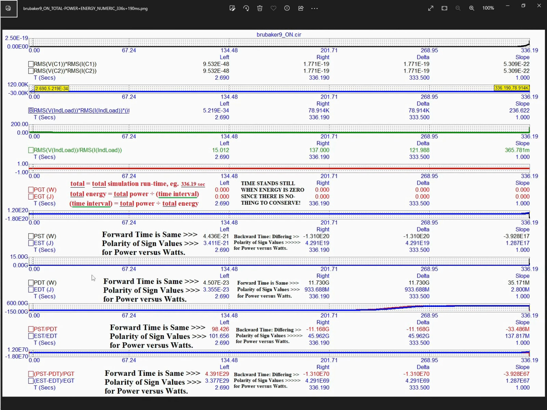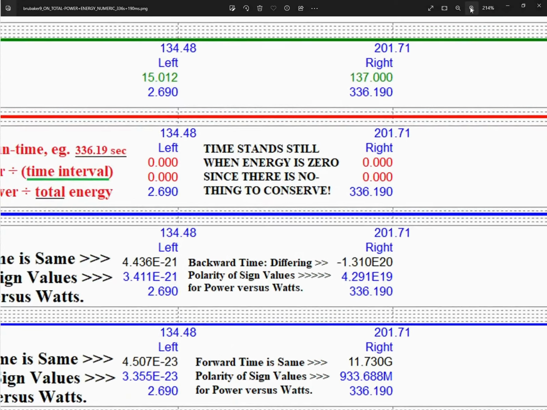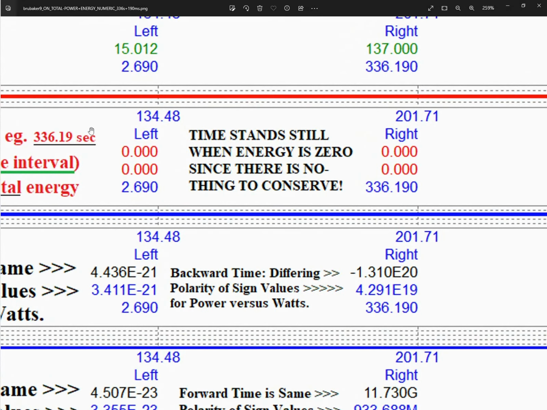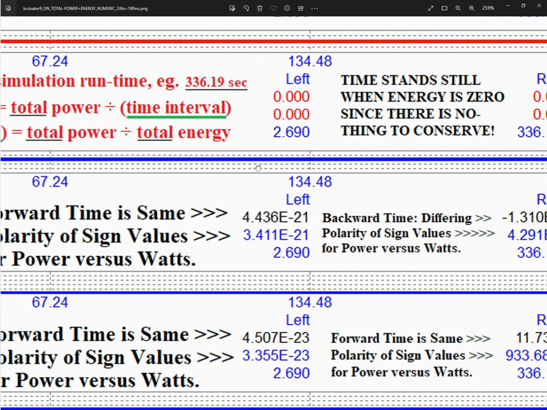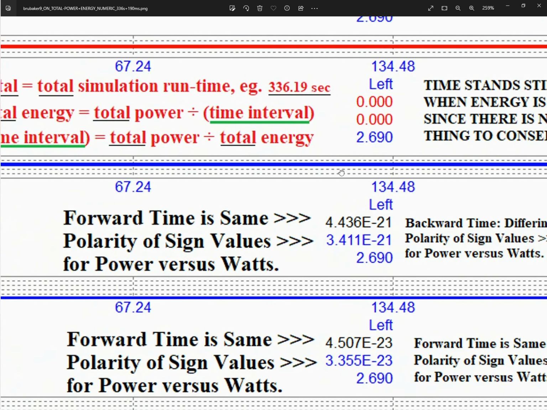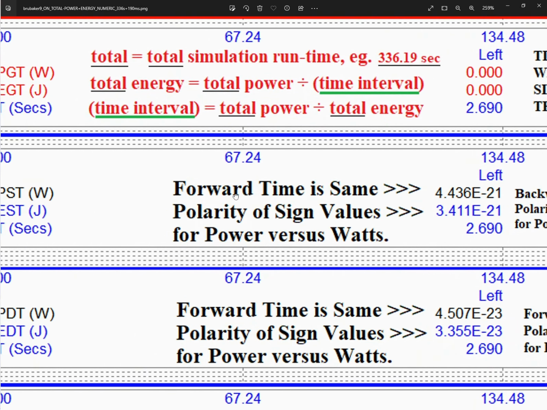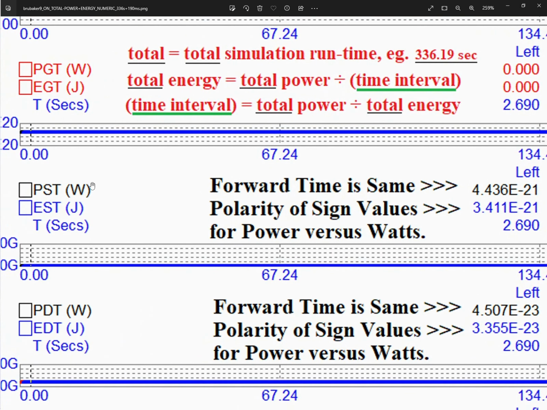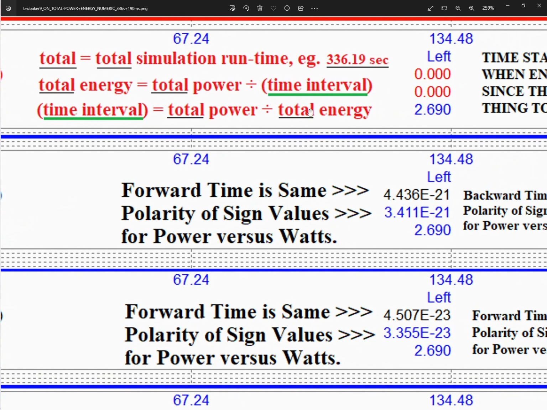Alright, now I'm better prepared. The runtime for this simulation is 336.19 seconds. What I did was I discovered that, let's push this over. So the power source up here is 0.